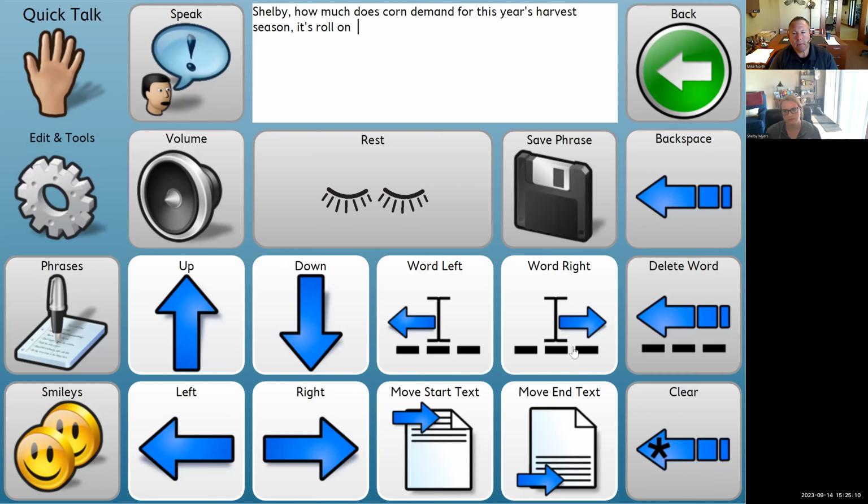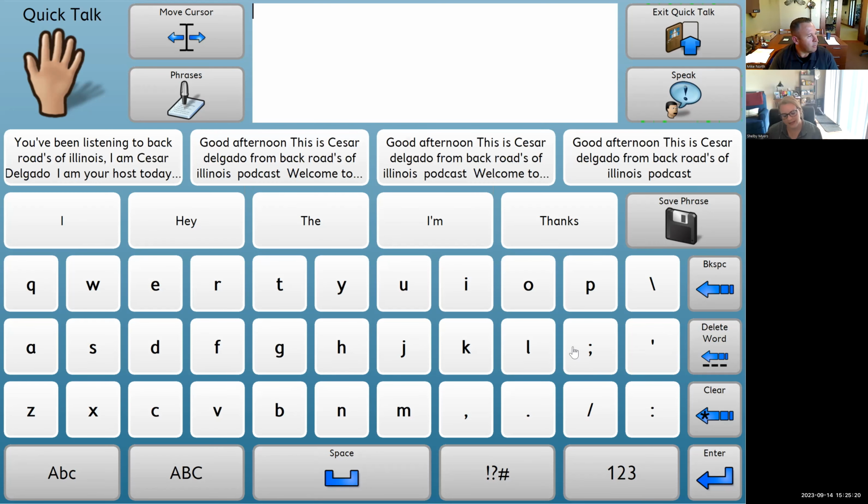Shelby, how much does corn demand for this year's harvest season? Yeah, corn demand just cannot get the love that it needs. And I think Mike touched on some really good points about where we see the markets today.